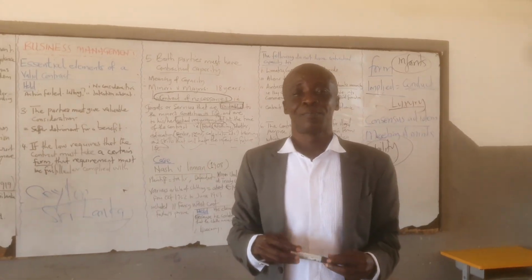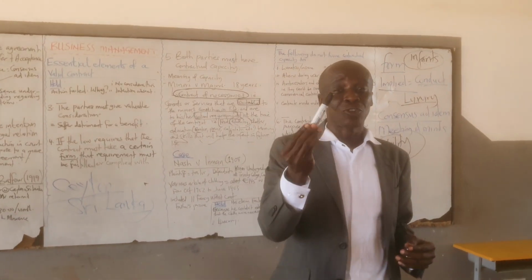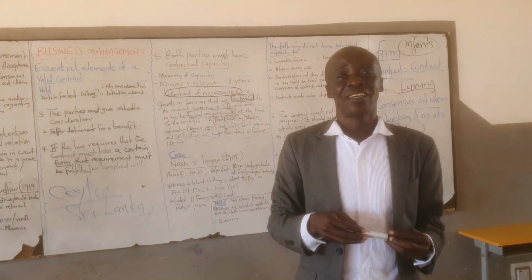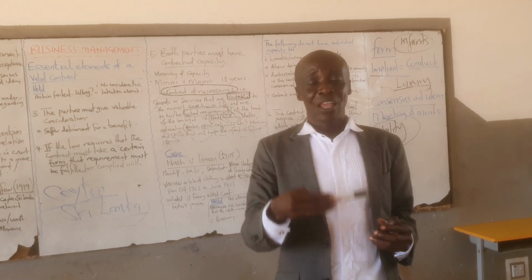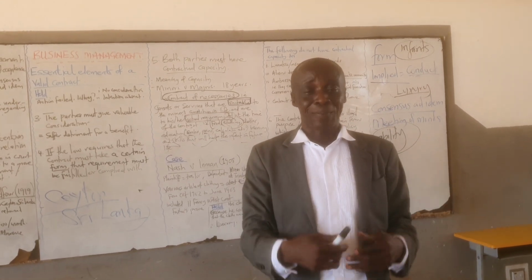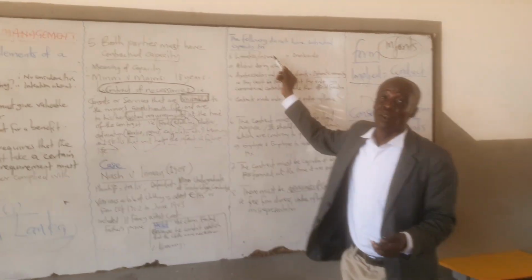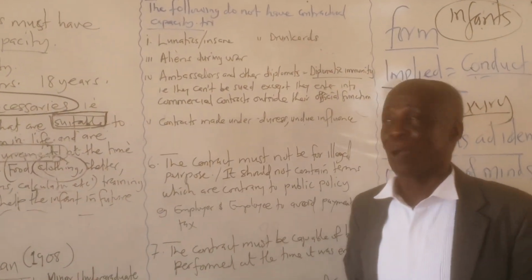Abnormal, people who are insane. If you enter into a contract with a lunatic, somebody who is insane, the person has a house, and you went to the person, you want to buy the house, the person sold to you, that is invalid. So that is false. A lunatic does not have contractual capacity.